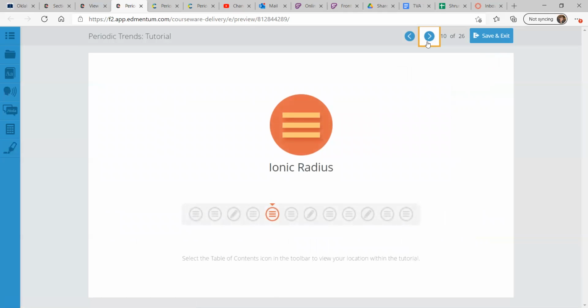All right. And I'll stop there for now. And when I come back, we'll start looking at ionic radius and see how that differs.